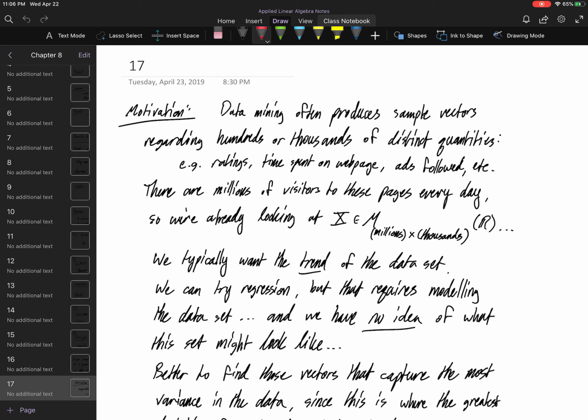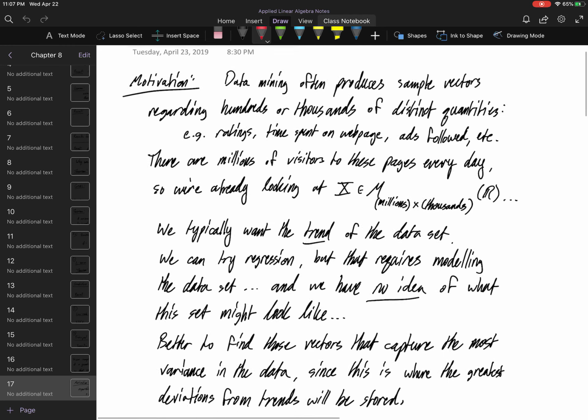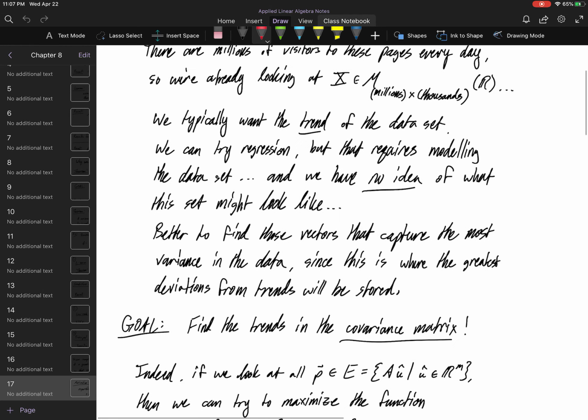So what we try to do here is follow the math, or figure out a way to compress that data into something that is a little easier to handle. What we typically look for are the trends in the data set. We can try regression analysis to carry this out, but that requires modeling the data set, and we have no idea what that data set looks like because we can't picture it. We can't figure out what this gigantic billions by billions matrix looks like.